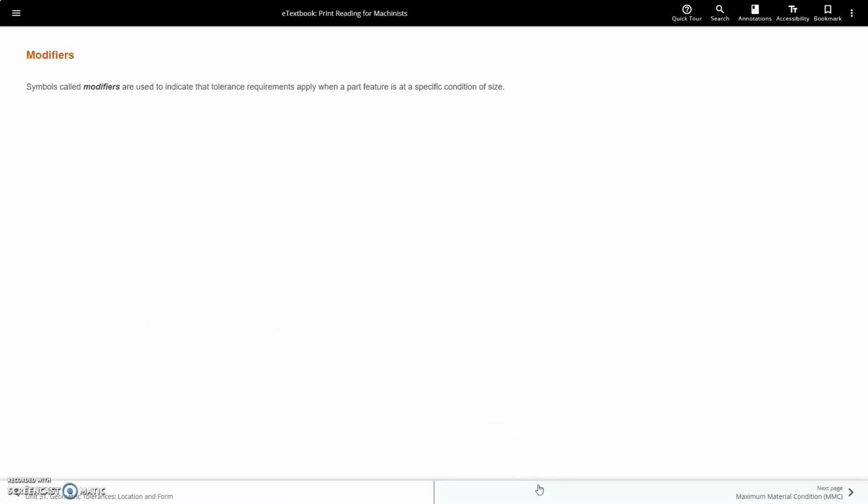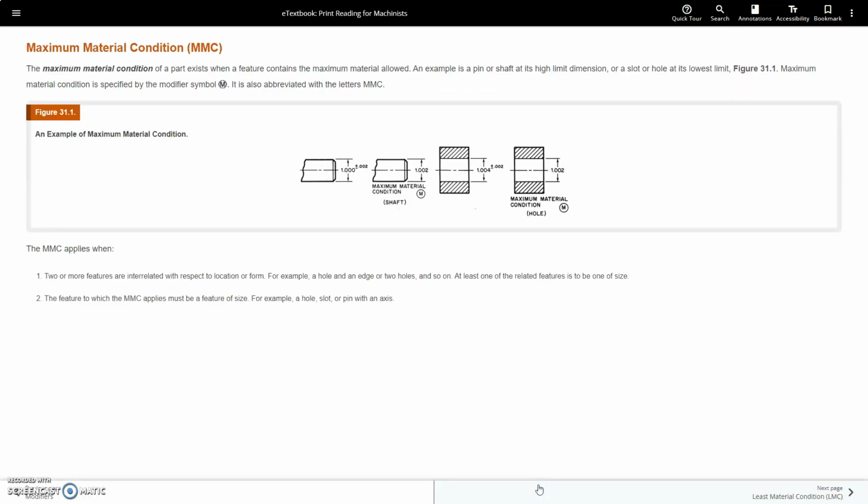Modifiers. Symbols called modifiers are used to indicate the tolerance requirements that apply when a part feature is at size, conditional of size. The maximum material condition of a part exists when a feature contains the maximum material allowed. An example is a pin or shaft at its high limit dimension, or a slot or hole at its lowest limit. Figure 31.1, maximum material condition is specified by a modifier symbol M. It is also abbreviated with the letters MMC.